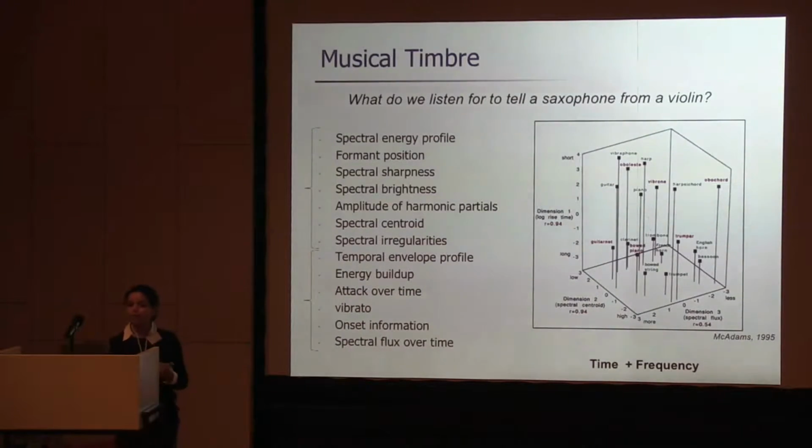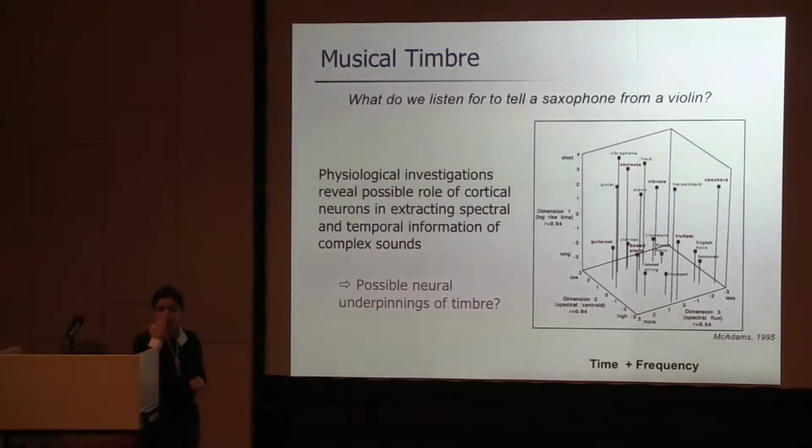And so when we ask the question, what do we listen for when we tell a saxophone from a violin, we can take inspiration from some of the physiological investigations about how sounds are represented in the auditory system, particularly at the level of auditory cortex, in that we know that auditory cortex neurons are involved in extracting both spectral and temporal information about complex sounds. And then the natural question that arises is, could this be a possible neural underpinning of timbre?